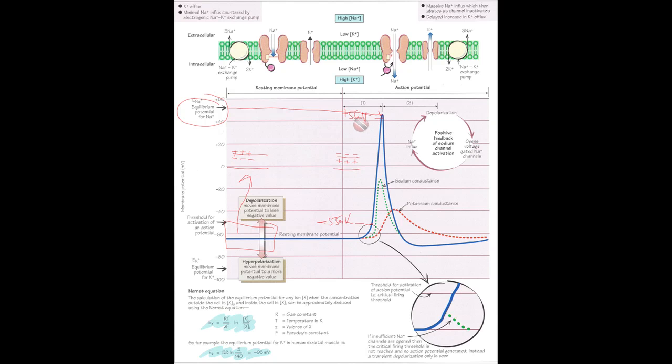But as sodium ions rush in, more and more sodium ions come in, and the inside is now becoming positive, so that's represented here. And when you reach around plus 55 millivolts, what we are saying is that the force created by the chemical gradient to push Na plus in is now being balanced by the electrical gradient that is pushing Na plus out.